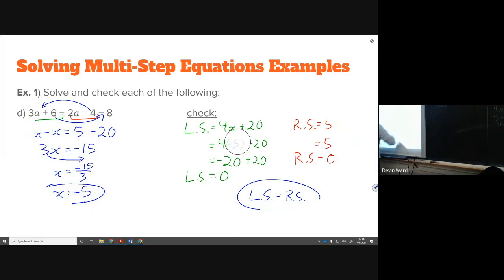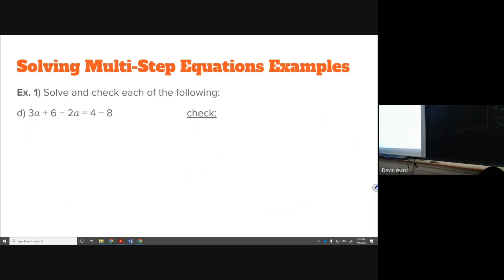Another one. Oh, that is a letter here. Okay. So I want letters on the left and a number, so I get that number over to the right. I don't want it on the left. I only want letters on the left. So now 3a minus 2a equals 4 minus 8 plus 6 will become minus 6 on the right. Okay, now I have letters on the left, numbers on the right, I can solve.